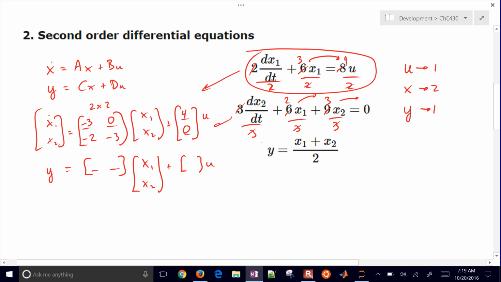Now the average of the two states, x1 and x2, is going to be our output. So let's say I had two temperatures that I was measuring, and I was going to take the average of those, and that would be my measured output for my system. Then this is going to just be 0.5, 0.5, and then 0 there for u. Okay, so I have my state space form here.